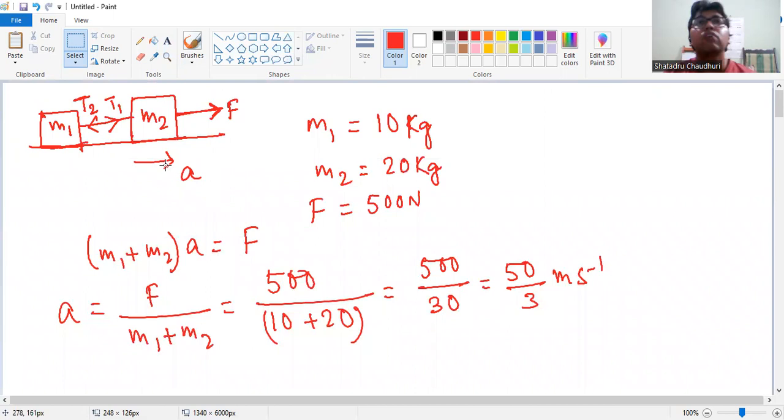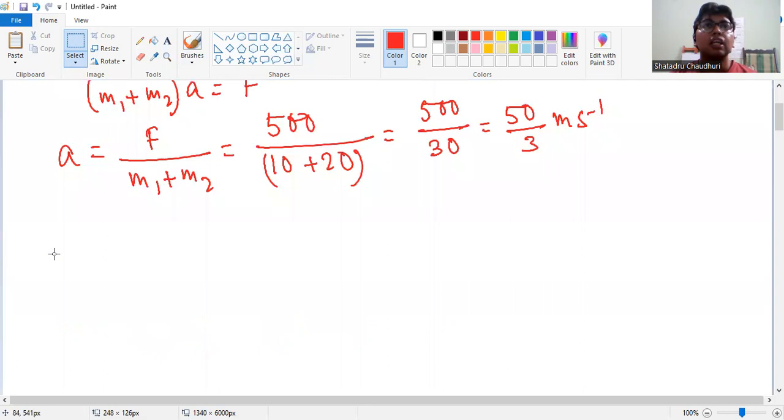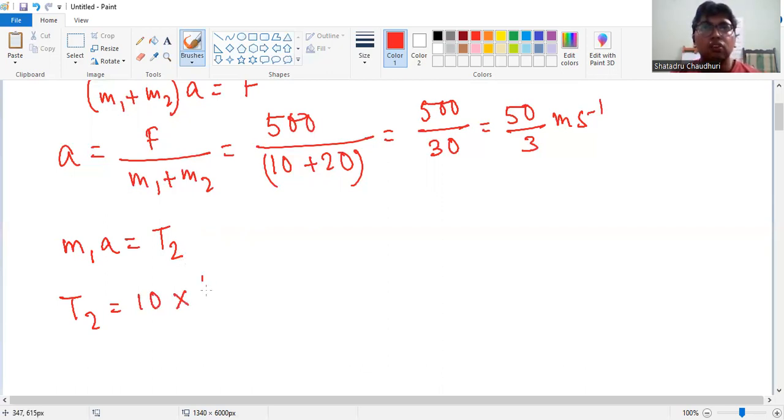Now, M1 is moving with an acceleration just like M2. So accordingly we can say that M1 into A equals T2, the tension on the M1 mass. So T2 will be the mass M1, that is 10 kg, into 50/3, and eventually it will be 500/3 Newton.